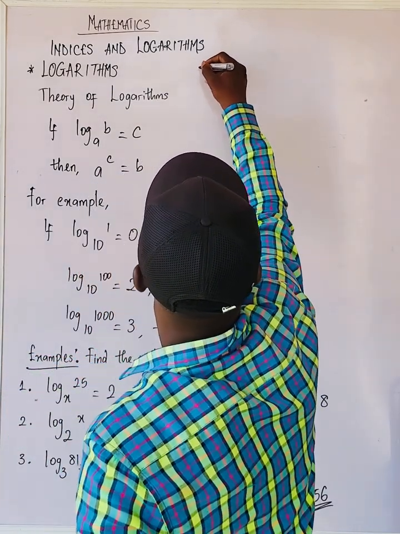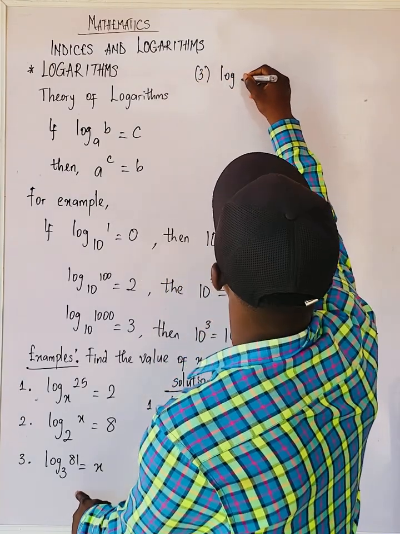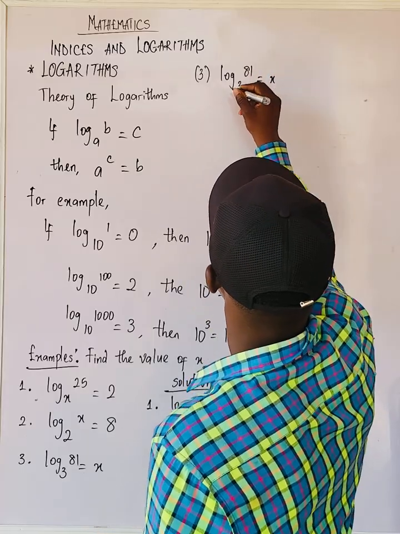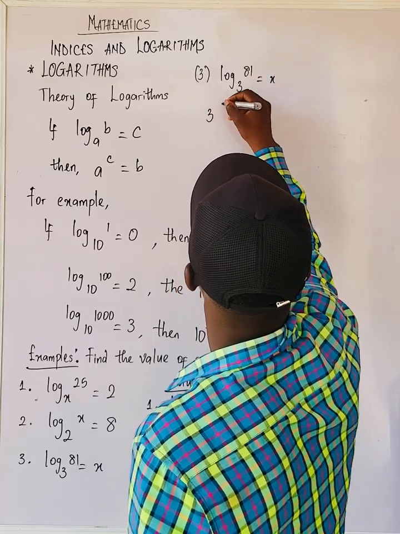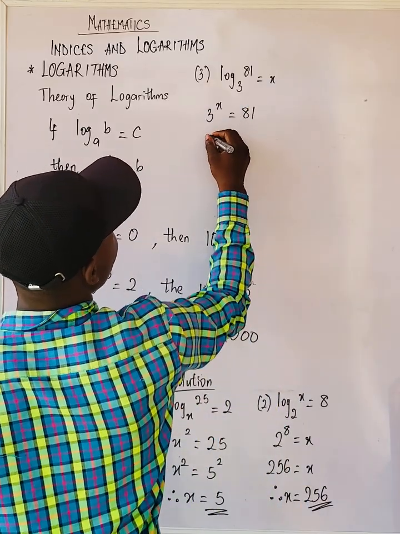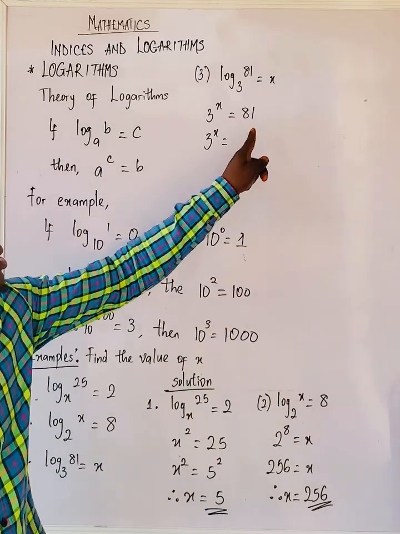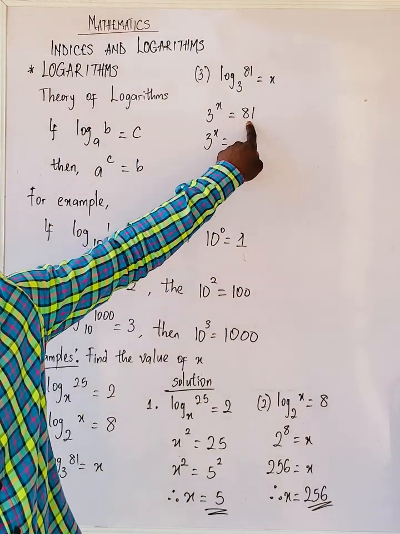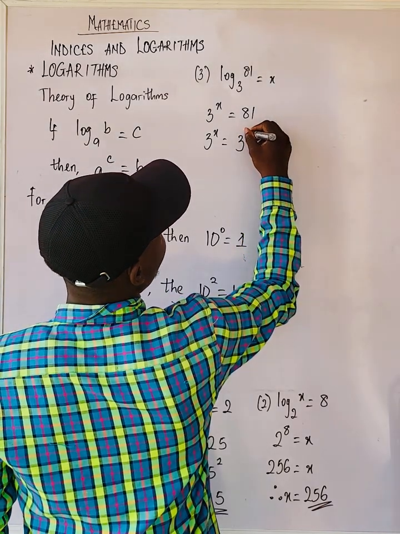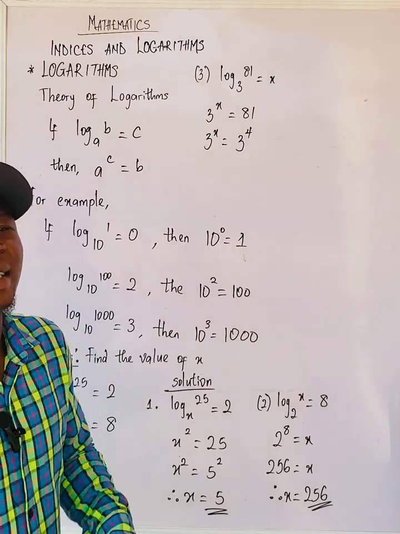Now, let's go for the third one. It says log 3 to the power of 81 equals x. So what are we trying to say? It means 3 to the power of x equals 81. Now, what is the power of 3 that we are going to get 81? Now, it means 3 to the power of what? 4, right? 3 to the power of 4 will give us what? 81. That's 3 in 4 places.